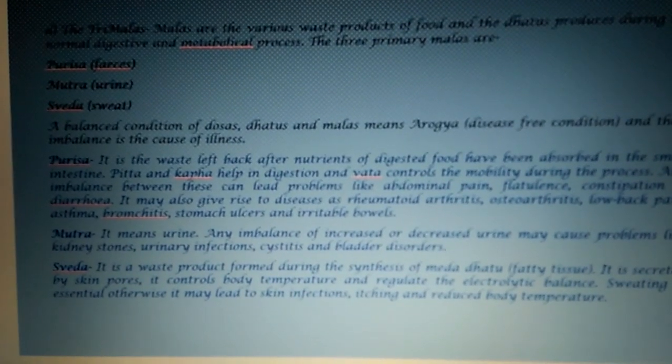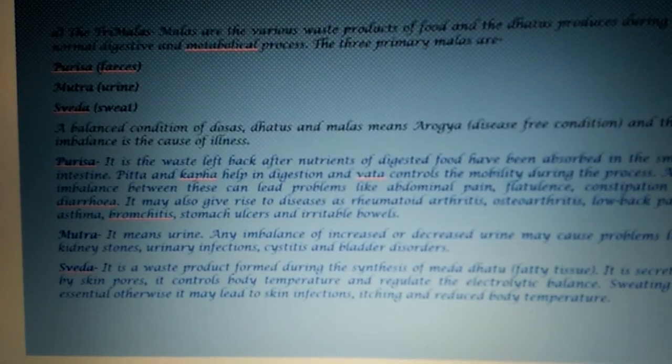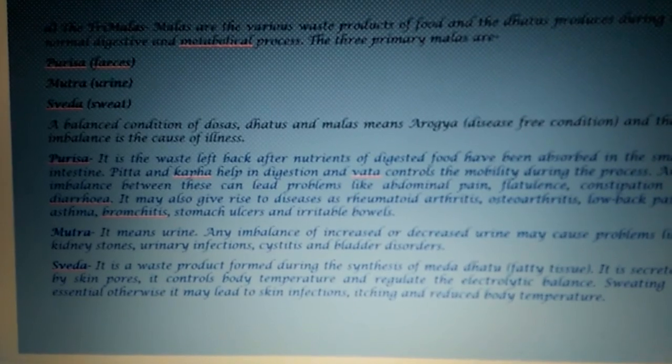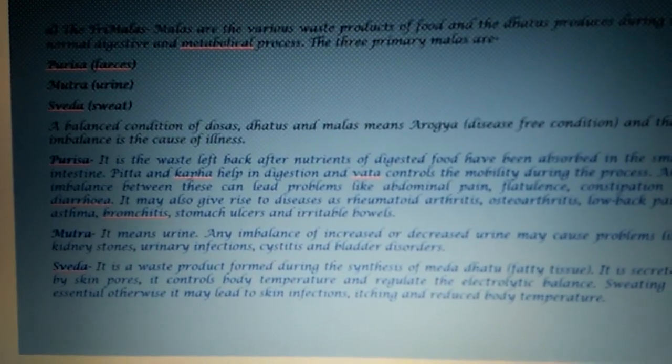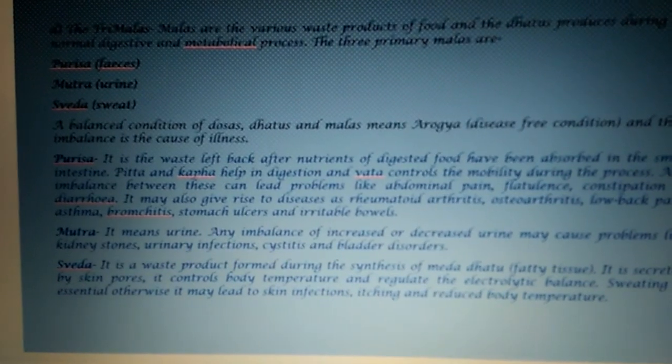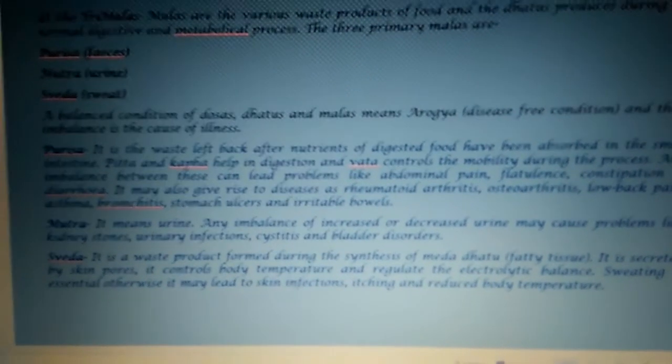So in our body, sweating occurs and if it gets imbalanced, then there may be skin infections, itching and reduced body temperature. In order to maintain the body temperature and regulate the electrolytic balance, sweating from the body is very much important.